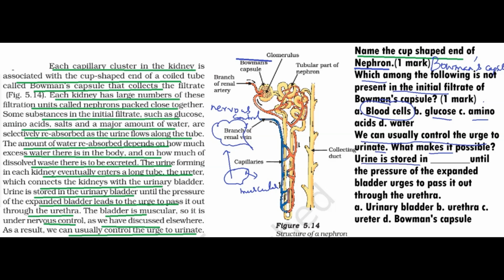Next is, urine is stored in dash. Just now we told the answer, the urine is stored in urinary bladder. Until the pressure of the expanded bladder urges to pass it out through the urethra. So the answer here will be option A, urinary bladder. And apart from all these questions, there can be questions to label the parts. Like for example, glomerulus will not be shown.